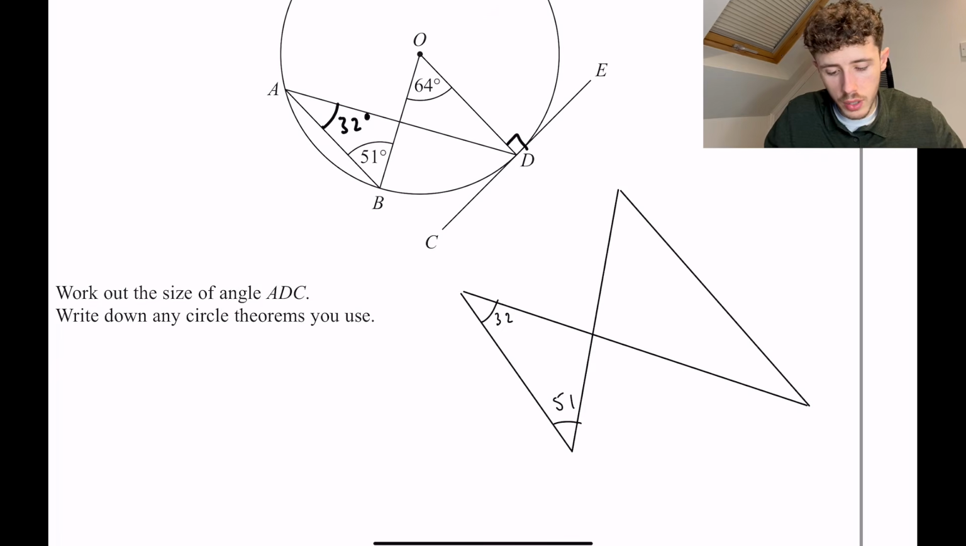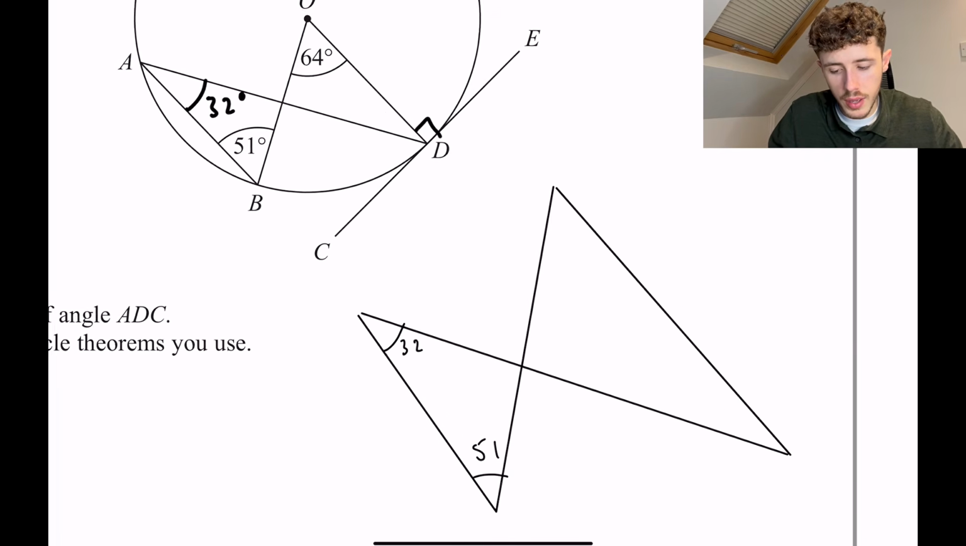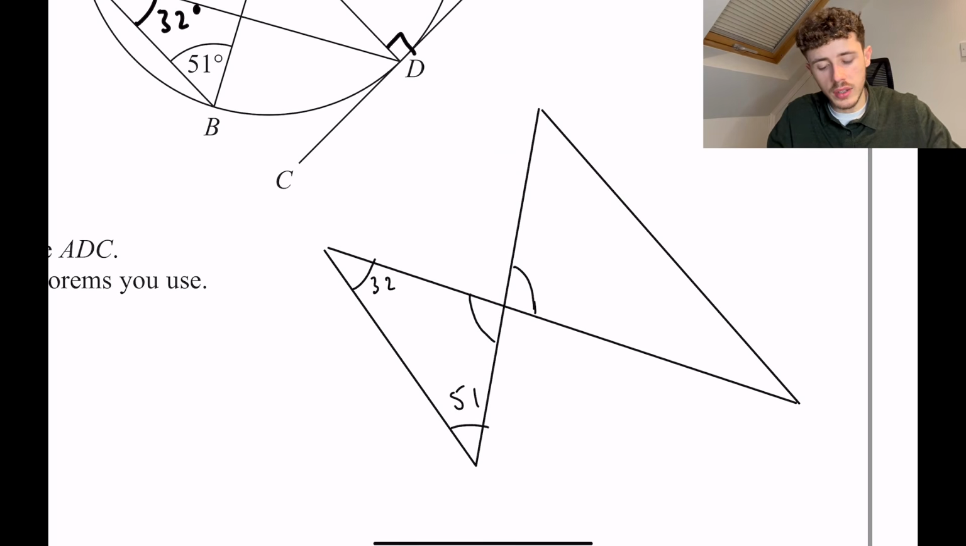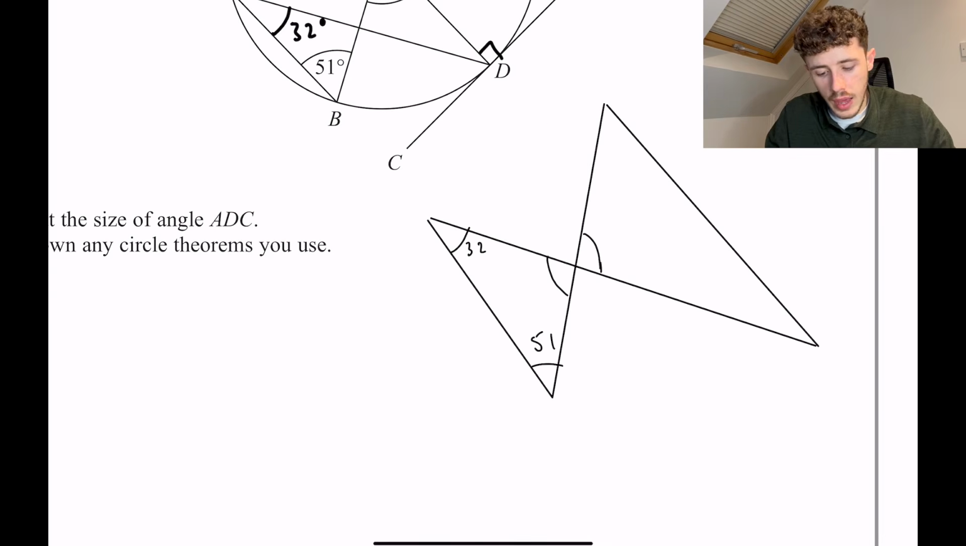Now I've just made a replica of it slightly bigger just down here to make our calculations a bit easier, but obviously this angle here is going to be the same as this angle here because opposite angles are the same, and we can work out that angle by doing 32 plus 51 taken away from 180.